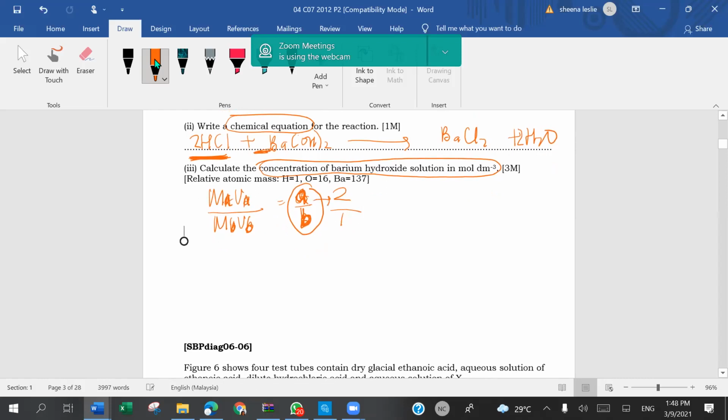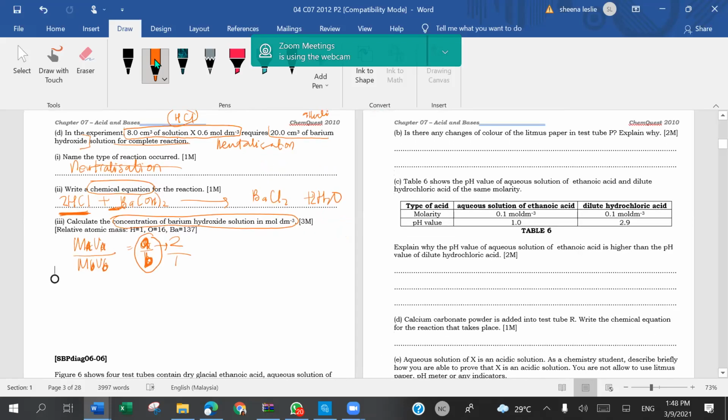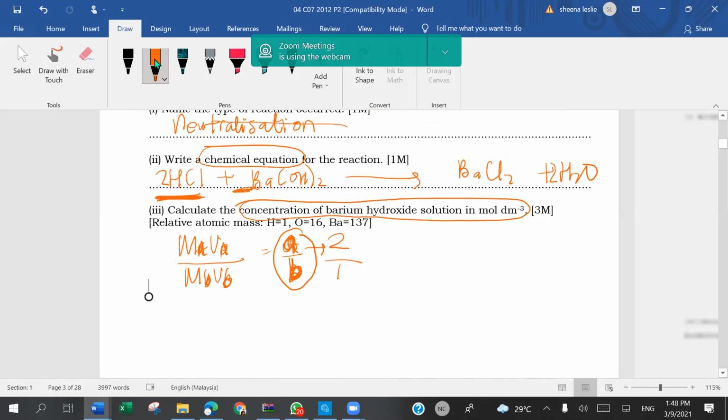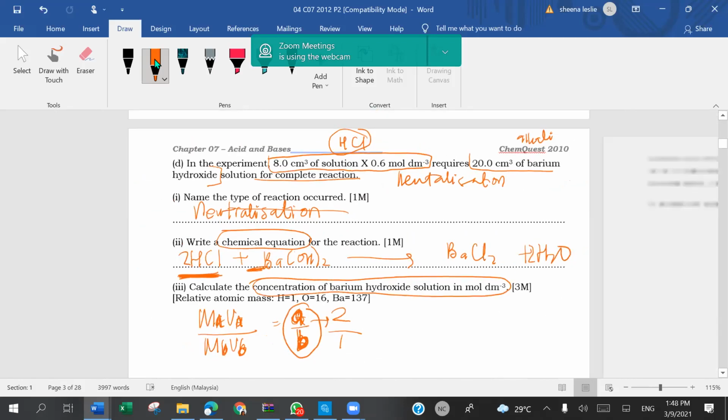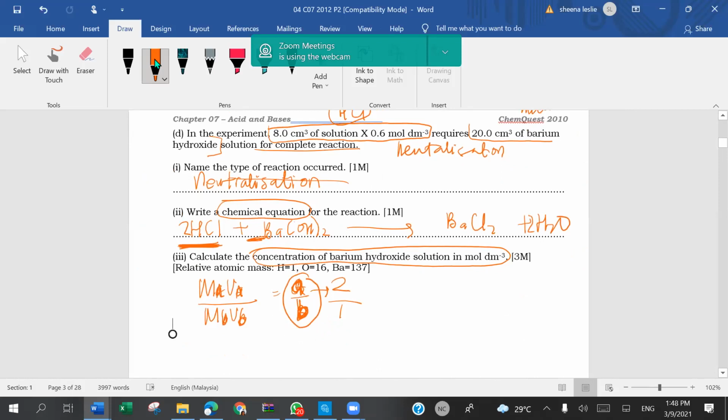Now, teacher wants you to try. I told you already what is MAVA, MBVB. I want you to look at my question. You go and find it yourself and give the answer to the teacher now. All the values are up there. Everything is there. Teacher wants you to try. Adib, can you follow? Okay. If you don't know, ask, okay?